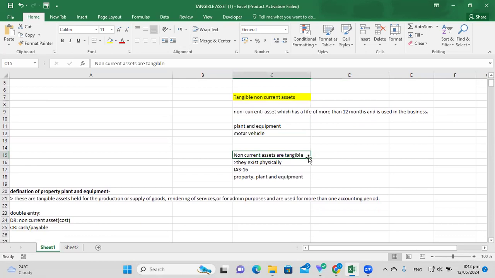Secondly, non-current assets are tangible. Now, what does tangible mean? Tangible means that they exist physically, and we can touch them. That's what tangible means.